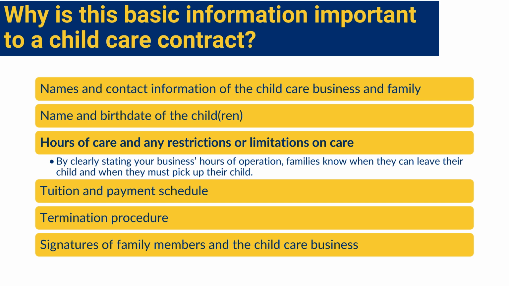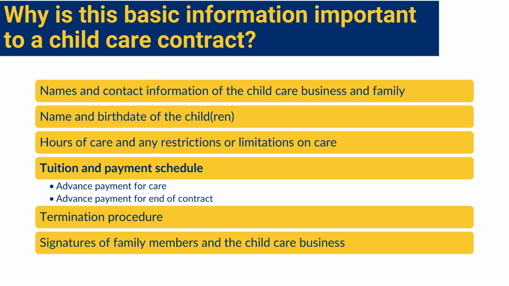By clearly stating your business hours of operation, families know when they can leave their child and when they must pick up their child. If you choose to arrange different hours of care with a specific family, then you must explicitly state that in the agreement as well. For example, you may be open from 7 a.m. to 6 p.m., but for this specific family, their window of care may be 8 a.m. to 3 p.m. This should be differentiated if needed, as it impacts when other fees like late pickup fees may be incurred.